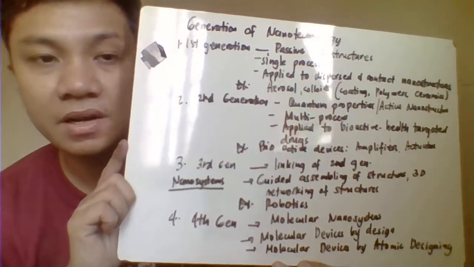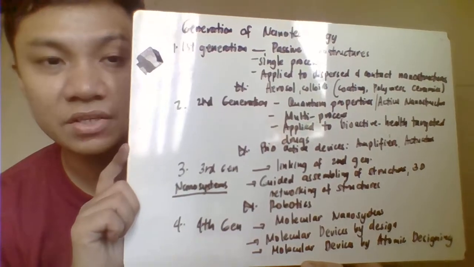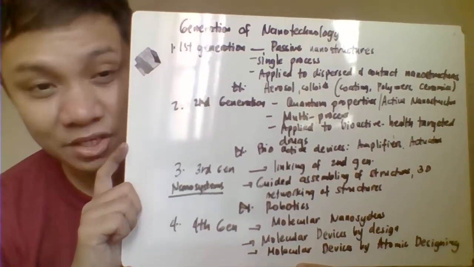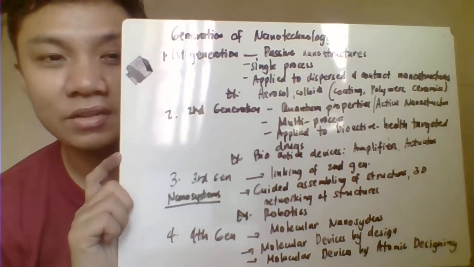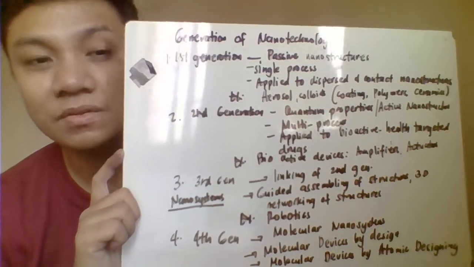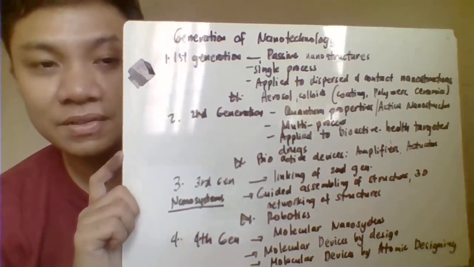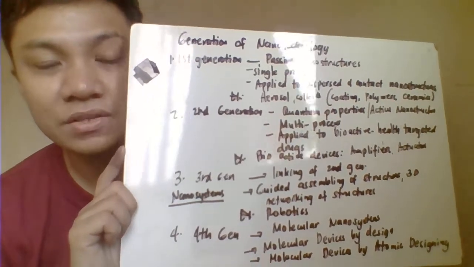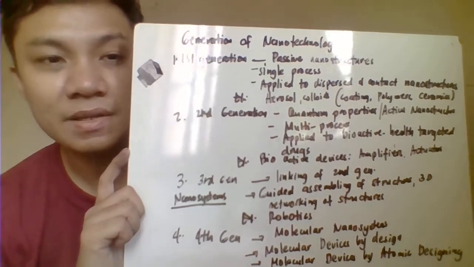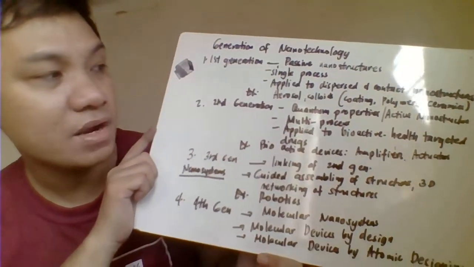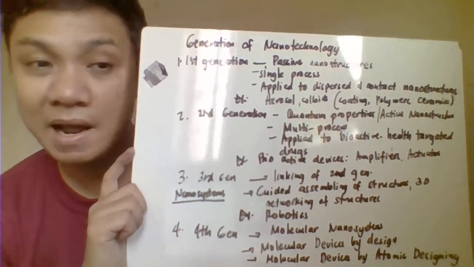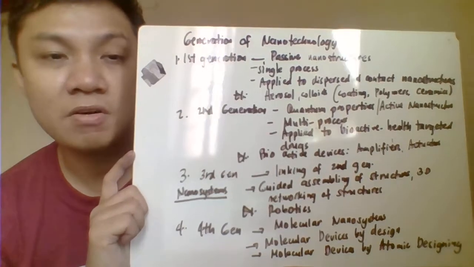Okay, the next one, we have here the different generations of your nanotechnology. This pertains to the transition of the development of your nanotechnology. The earliest generation, the first generation nanotechnology, is considered to be the passive nanostructures. It pertains to the application of nanotechnology to dispersed molecules, including, for example, colloids and aerosol. So it's being applied in coatings, ceramics, or even polymers.